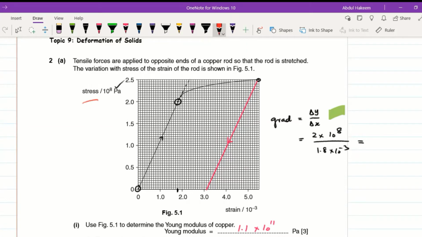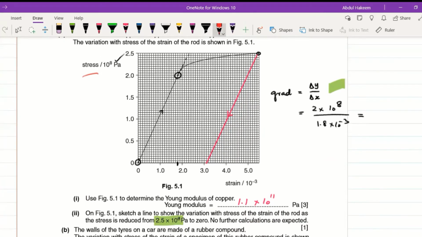And the x-axis distance covered is from 0 to 1.8 into 10 power minus 3, and this is 10 power 8. So 2 into 10 power 8 divided by 1.8 into 10 power minus 3. After the calculation, the answer is coming 1.1 into 10 power 11 Pascal. This is Young modulus, okay?